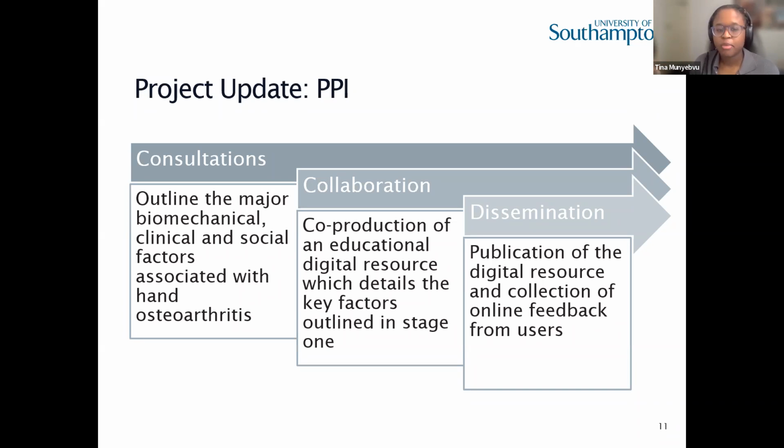So the second bubble of work is the collaboration stage, and this includes the formation of a contributor advisory group to co-produce an educational and interactive online resource, which will detail the key factors in the consultation stage. So this is more the collaboration, co-production stage of the PPI work. And then we wrap it up towards the end, hopefully, with the dissemination stage. And this will concern the publication of the online resource and will include the evaluation from feedback we get from the online users.